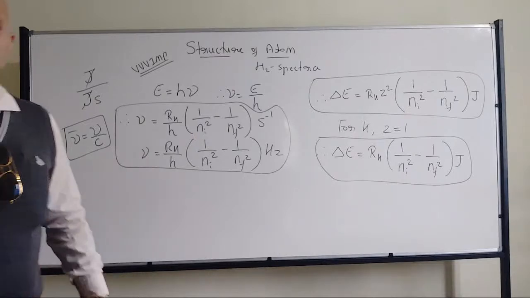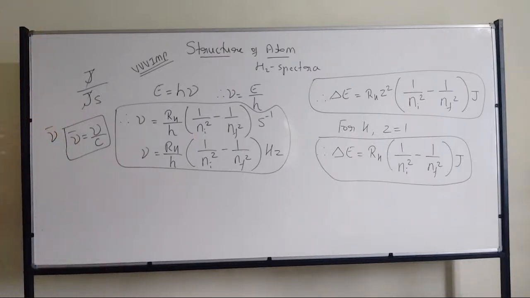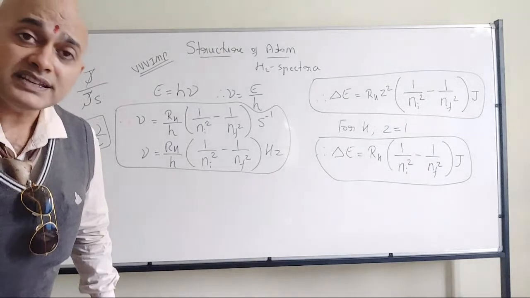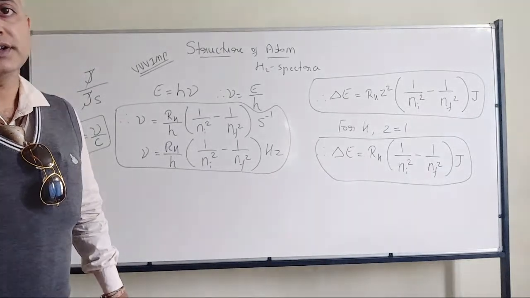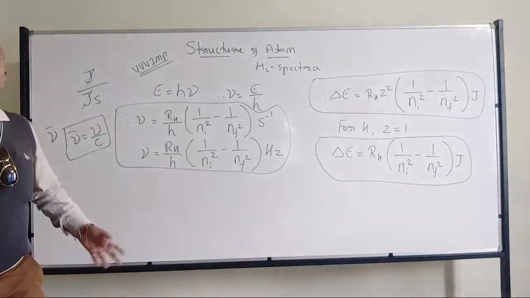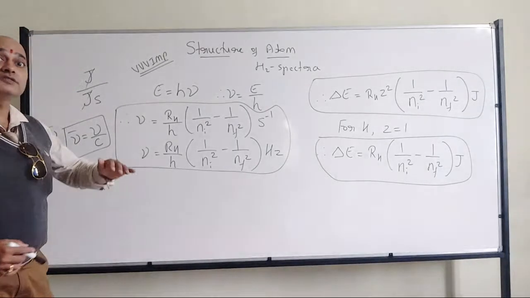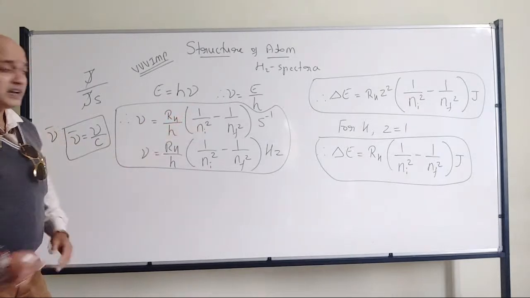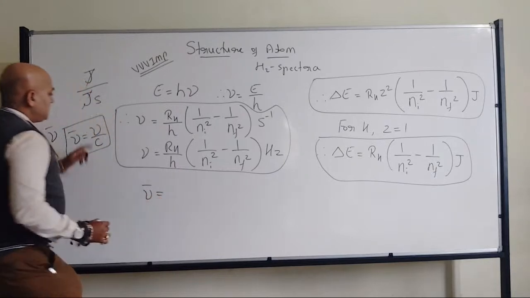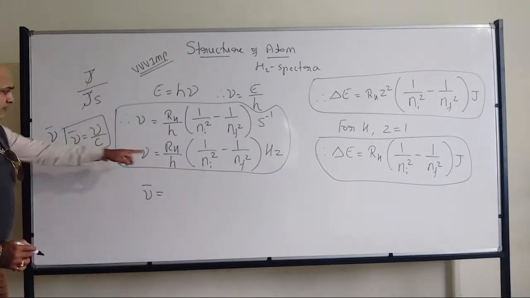All these equations you should know. Wave number is represented by a line above the symbol. So wave number is equal to frequency divided by C. What is C? Speed of light in vacuum, that is 3 into 10 to the power of 8 meter per second, because we are dealing with speed. So when I am talking about wave number, put the value of frequency.